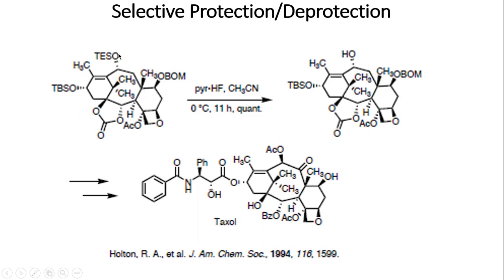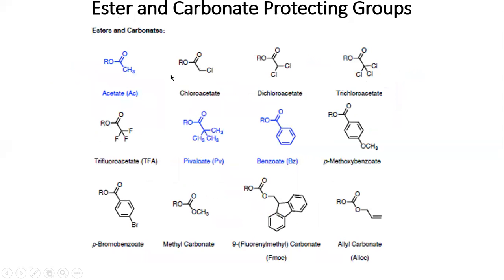So you can see here you want to selectively remove the TES, right, to give you this free alcohol right here, and eventually that was protected as an acetate, right? But when you have a total synthesis like this, and you have lots of different functional groups that are reactive, then you have to be really selective about how you apply your protecting groups.